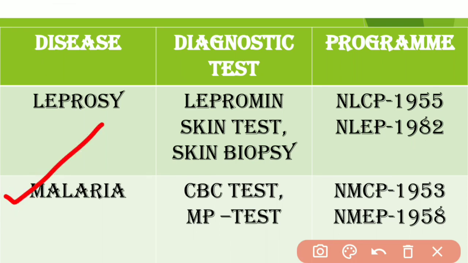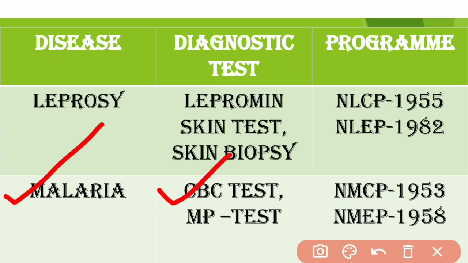Next one is malaria, which is caused by the Plasmodium species, such as Plasmodium vivax, Plasmodium malariae, Plasmodium ovale, and Plasmodium falciparum. The diagnostic tests are the CBC test and the MP test. The MP test is the malarial parasite test, and the CBC test is used to identify the malaria parasite. This test checks for anemia.